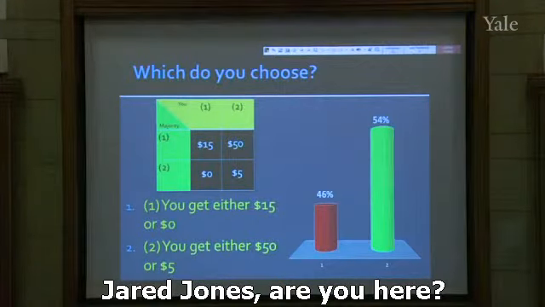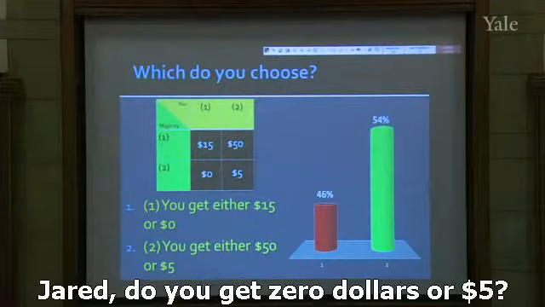Jared Jones, are you here? Okay, Jared, do you get $0 or 5? I picked 2. You picked 2. So once again, $5. And we are in the bottom right-hand corner of the prisoner's dilemma. Okay, dudes, you missed out on the peace dividend, right? You would have been better off if somehow we could have ended up in the 15-15 cell. And the cooperation dividend was unavailable to you because, of course, this is a big room and you're seated in rows and you couldn't collude and there were no enforcement mechanisms.